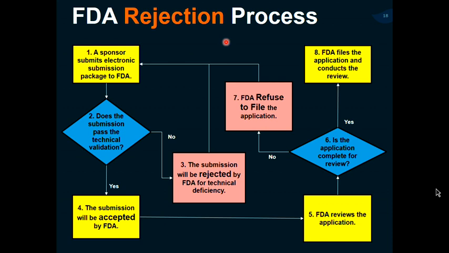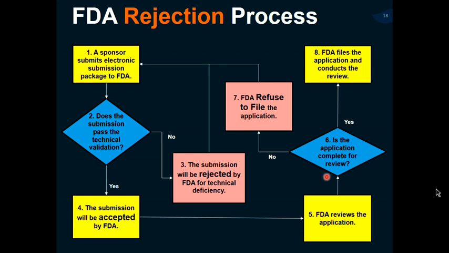So let's take a look at the whole rejection process. Once the sponsor submits the electronic data package or document package to FDA, FDA checks whether these submissions can pass technical validations. If not, the submission will be rejected by FDA, and the sponsor needs to resubmit it to FDA. If the submission passes the technical validation, FDA will receive the application and go on to the next stage of validation, whether the application is complete for review or not.